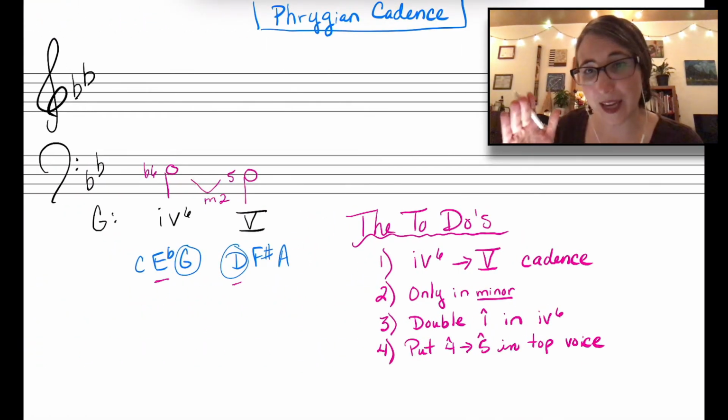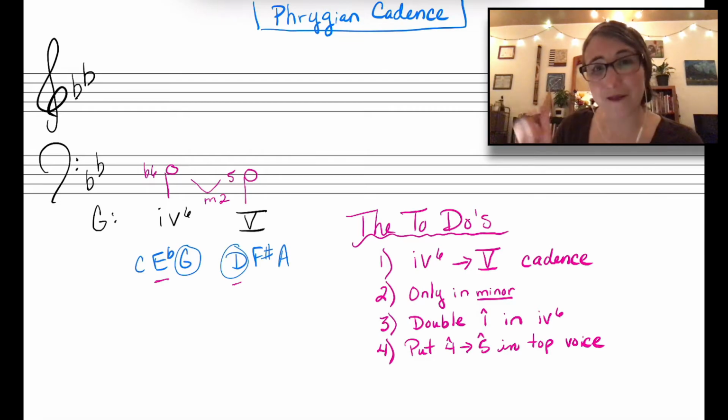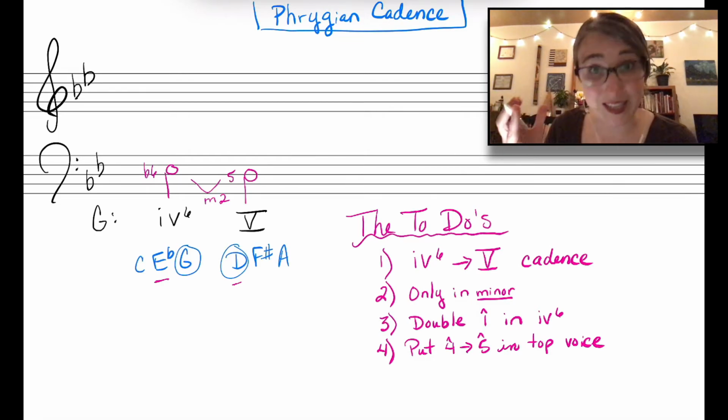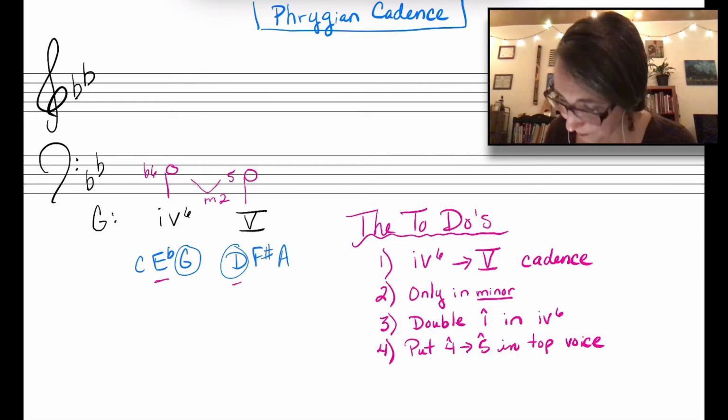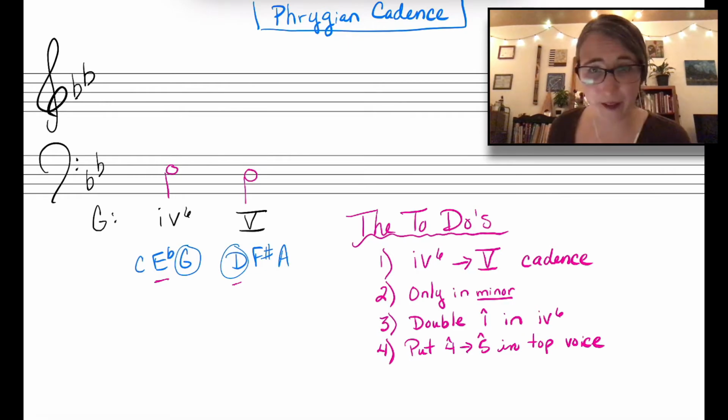And this is why the cadence has to occur in the minor mode, because if I'm in the major mode, think about it, if I'm in the key of G major, then I have just an F sharp in the key, which means that this would be E natural going down to D. In other words, a major second, not a minor second. So that's why if you have a 4/6 to 5 in the major key, it's not a Phrygian cadence. It no longer has that distinctive half step in the bass. Okay, so we've got our nice little half step in the bass, the 4/6 to 5, which you have anyway if you just write out the inversions of the chords.